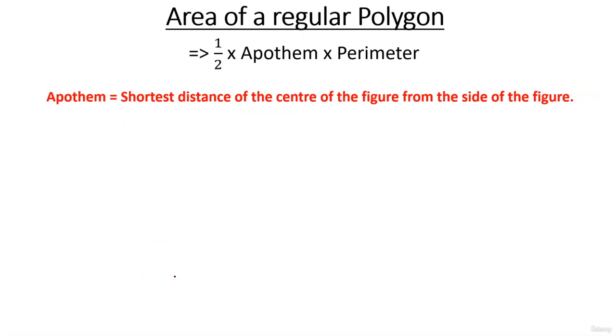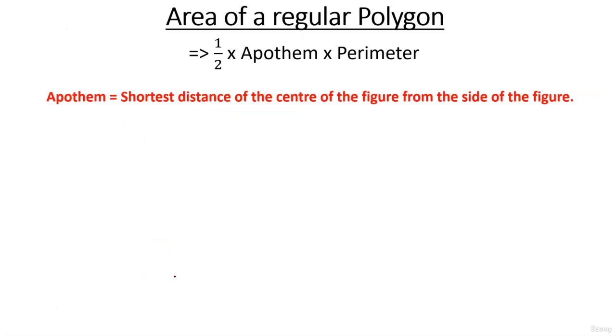The next part is to understand the area of a regular polygon from a slightly different perspective. There's a formula for the area of a regular polygon, and that is half into apothem into perimeter. Let's understand this formula and everything related to it with the help of a few examples. First, what is the apothem? Apothem is the shortest distance from the center of the figure to the side of the figure.